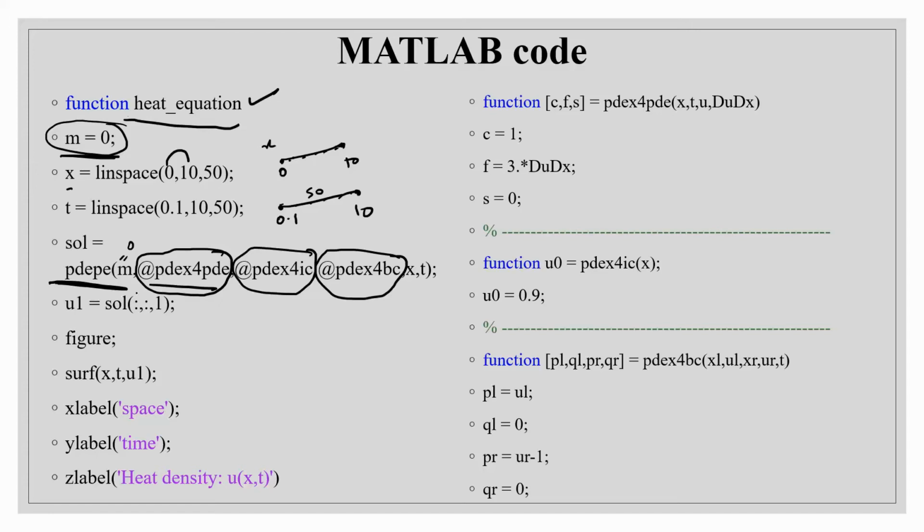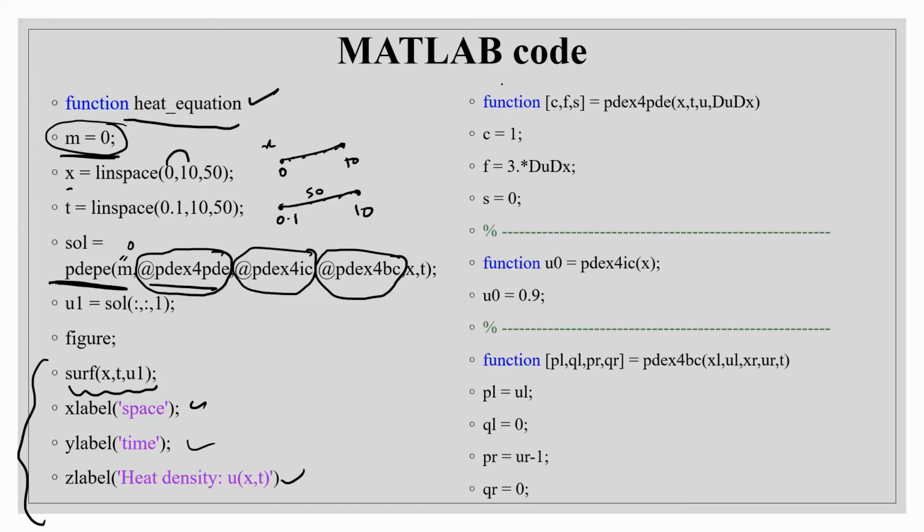Accordingly you will increase the variable, and then you can store the components over here. Like if you want the second component, you can write 2, or the third component you can write 3. Then this is for plotting the graph. This is for labeling. This will give us a surface plot between x and t and u1, that is the heat. Now this is the main function.